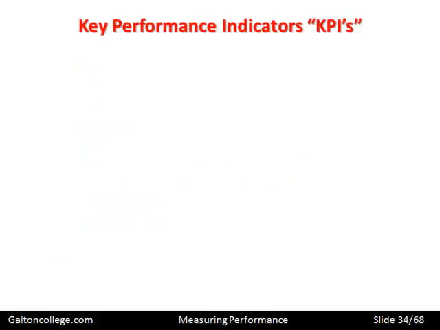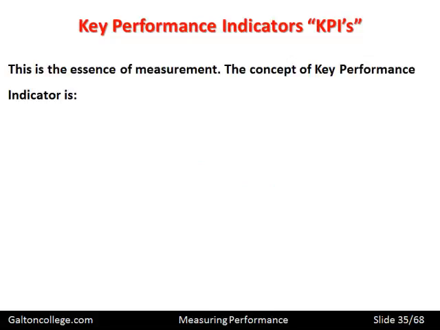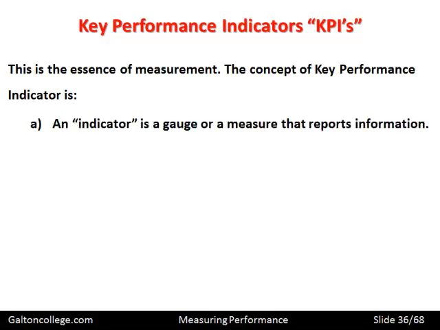Now, key performance indicators, KPIs. This is the essence of measurement. The concept of the key performance indicator: an indicator is a gauge or a measure that reports information. So it's a measure, it's a gauge, it's an indicator. And in this case, it's a key indicator. It's looking at the key areas and it's measuring, and therefore it's an indicator of the performance of those key areas.